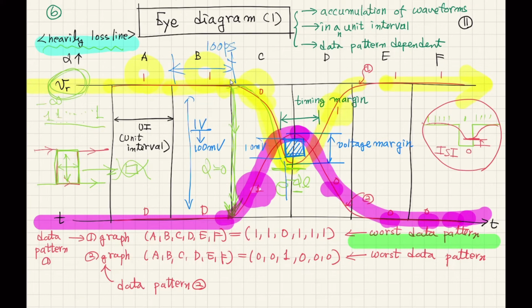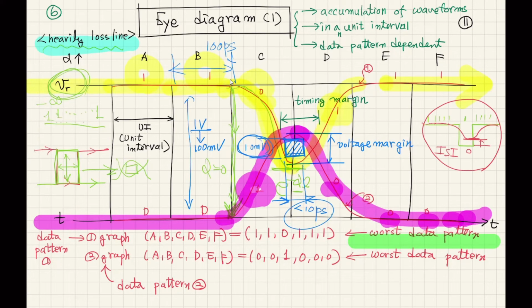So here, the timing margin could be less than 10 picosecond. So you have to design your receiver circuit to determine very clearly logic high or low with this very small voltage margin and timing margin.